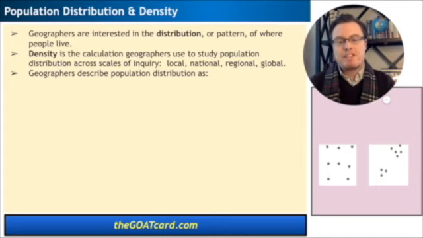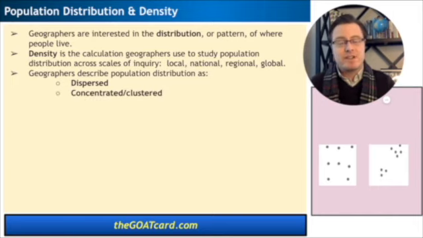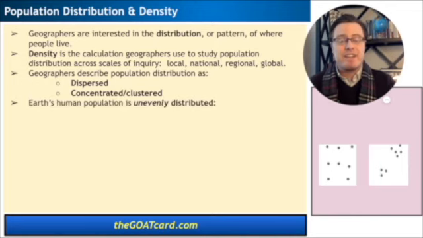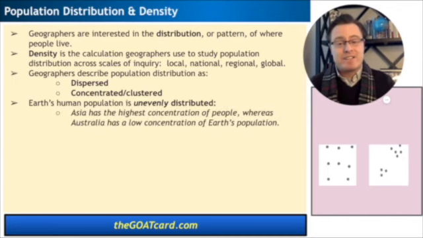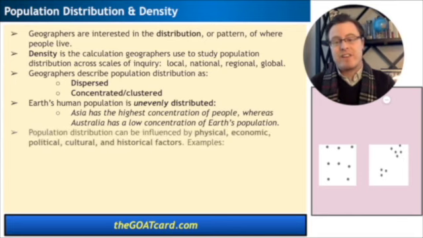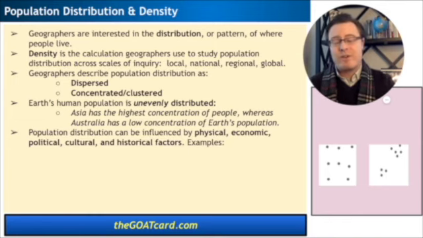Geographers describe population distribution in many ways, such as being dispersed or spread out, or concentrated and clustered, which means more clumped together. Earth's human population is unevenly distributed. Asia has the highest concentration of people, whereas Australia has a low concentration of Earth's population. Population distribution can be influenced by physical, economic, political, cultural, and historical factors.